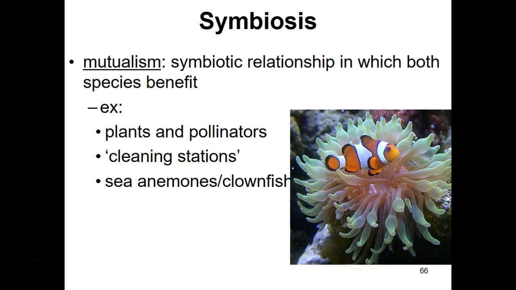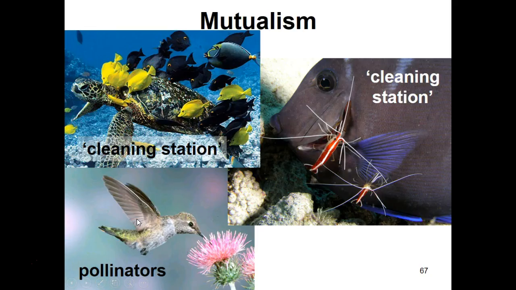And then you have mutualism. This is where both organisms are benefiting. And so here we have a sea anemone and a clownfish. The clownfish gets protection, the sea anemone gets food. Cleaning stations, you might have, and I think I have a picture, where certain smaller animals will go into the gills or go into the teeth and actually clean off the animals, protecting them, helping them stay healthy, and they're getting food for the whole process.